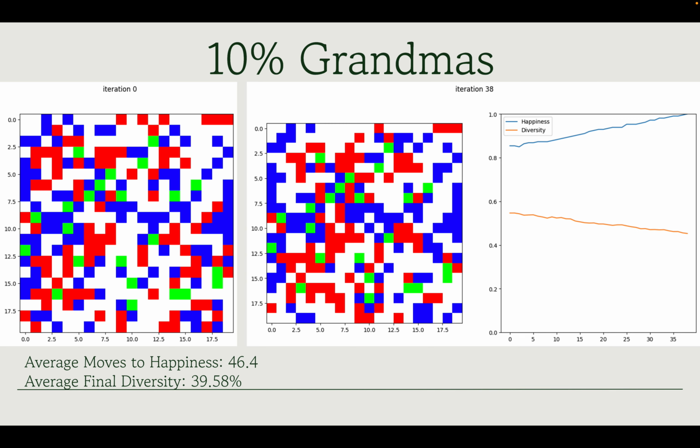Next, we have a run with 10% of active cells as grandmas, pictured in green. As you can see, we cut down average moves to happiness by about 40%, down to 46.4, while preserving about 30% more diversity. Note how neighborhoods with a grandma tend to be more diverse.